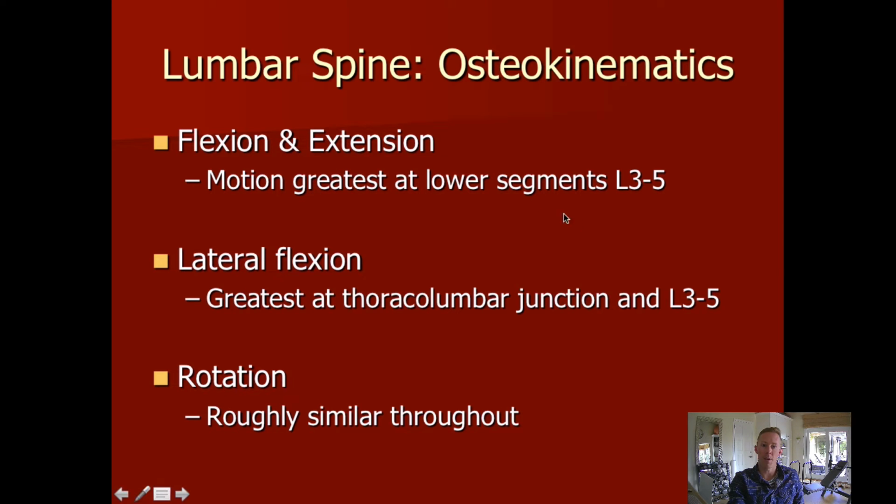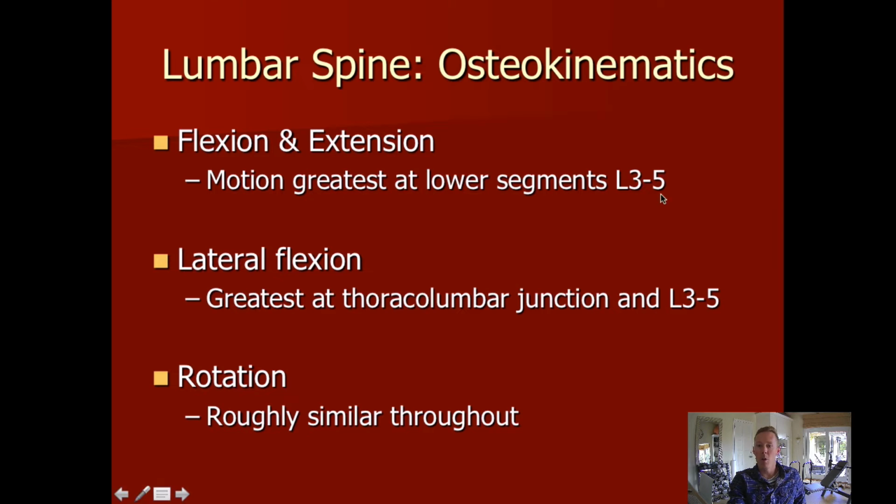So, if an area moves a lot, it's probably more likely to show some degenerative changes earlier than segments that don't move as much. Side bending or lateral flexion is greatest at the thoracolumbar junction, which is where the thoracic spine meets the lumbar spine, so up at T12 and L1. There's quite a bit of side bend that goes on there, and then again down at these lower segments.